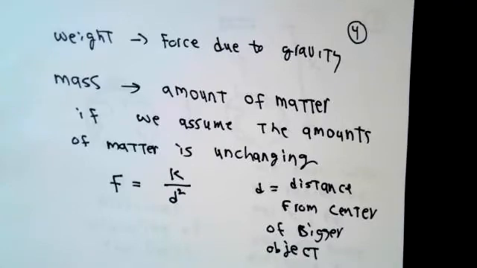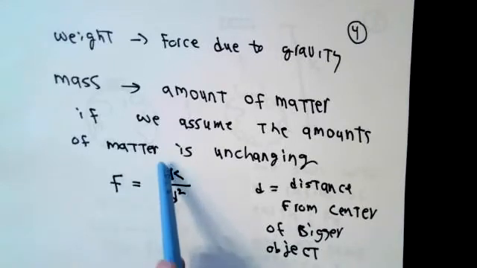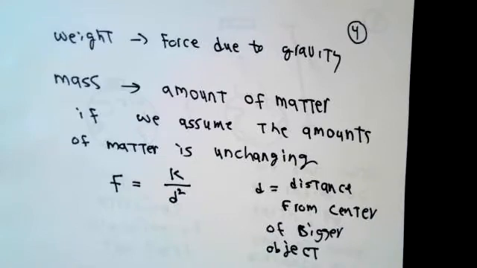This means that I can sidestep the whole G times m1 times m2 thing and just say the force is going to be a constant divided by the square of the distance between the centers of the objects. This is very much in the spirit of Hooke's law, but it's not Hooke's law because it's not force equals a constant times the distance.